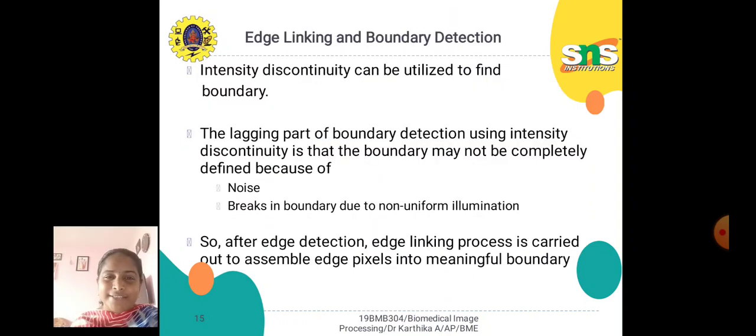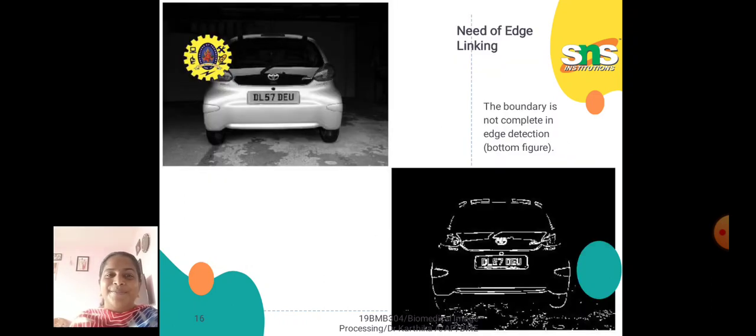What is edge linking and boundary detection? Intensity discontinuity can be utilized to find boundaries. The drawback of boundary detection using intensity discontinuity is that the boundary may not be completely defined because of noise and breaks in the boundary due to non-uniform illumination. So, after edge detection, the edge linking process is carried out to assemble edge pixels into a meaningful boundary. See here the need for edge linking: the boundary is not complete after edge detection, as in the bottom figure. So we need to link the edges to get a meaningful boundary.